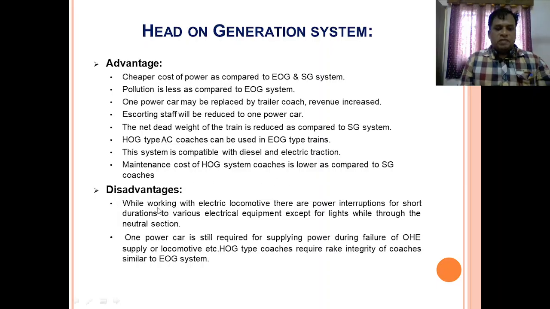Now talking about the disadvantages: while working with an electric locomotive, there are power interruptions for short durations to various electric equipment, except for lights, while passing through the neutral section. One power car is still required for supplying the power during failure of the overhead line and locomotives. The head-on generation system type coaches require rake integrity of coaches similar to the EOG system. So these are the disadvantages of this head-on generation system.